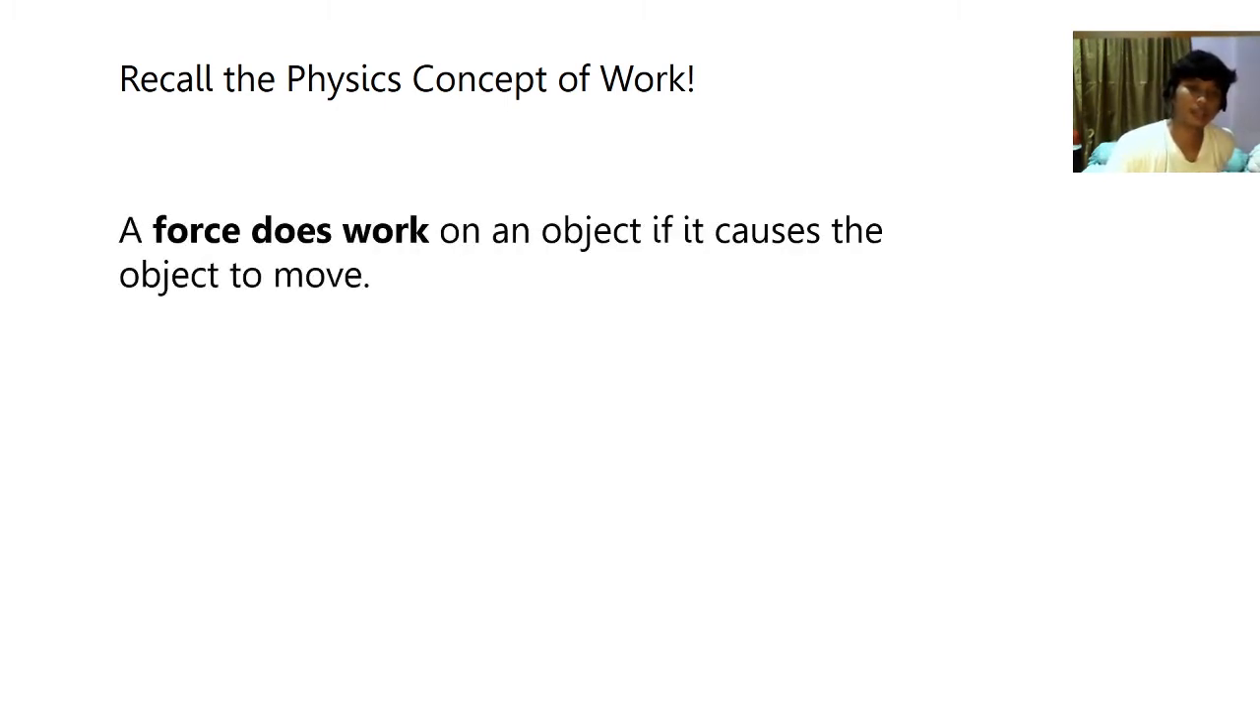A force does work on an object if it causes the object to move. It's the very basic definition of work. In fact, there is a mnemonic. I like to call it a mnemonic. Work equals force times distance. It's a mnemonic because it's not exactly correct. It's incomplete. There's more to work than just force times distance. And this is the formula for work: F D cosine phi.